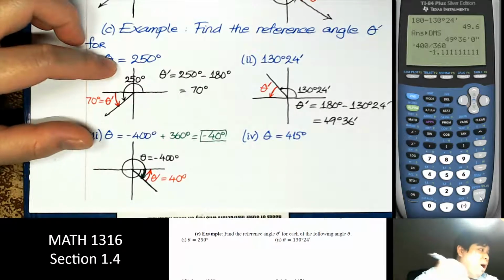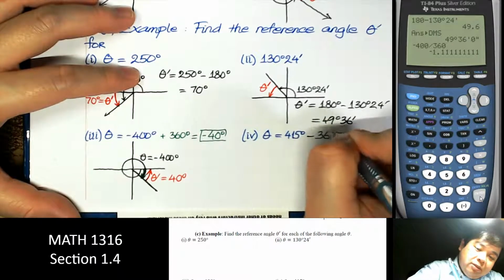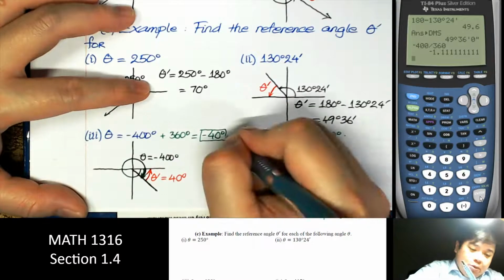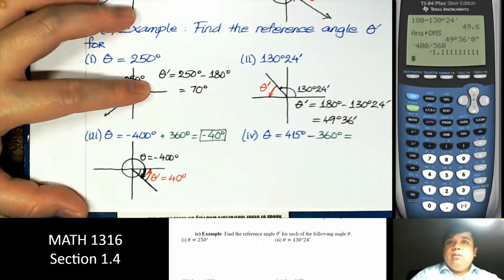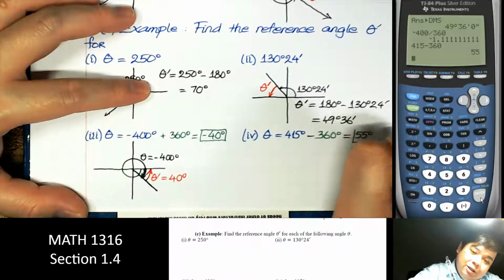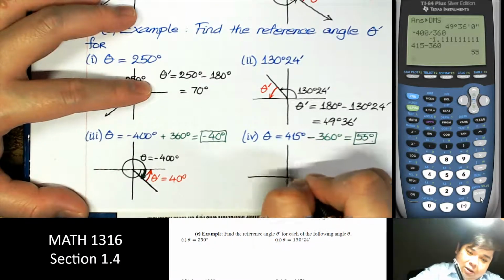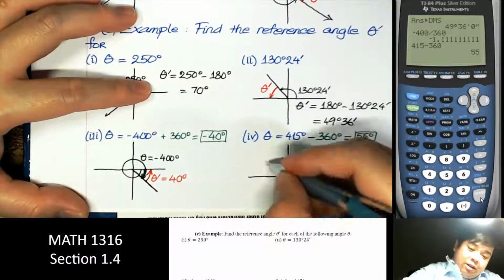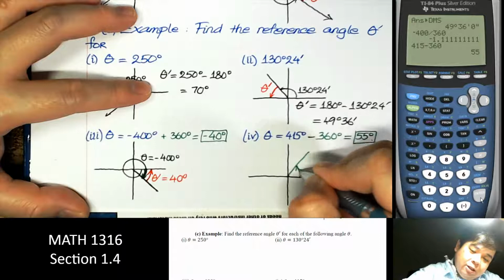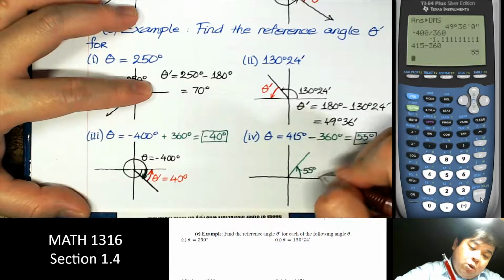Either we add 360 or subtract 360 to bring that within 1 revolution. So in this case, let's subtract 360. We can add or subtract a revolution to it. So the answer between 0 and 360 is 55 degrees. So we use 55 degrees instead. 55 degrees is in the first quadrant. Because of that, that is also the theta prime.